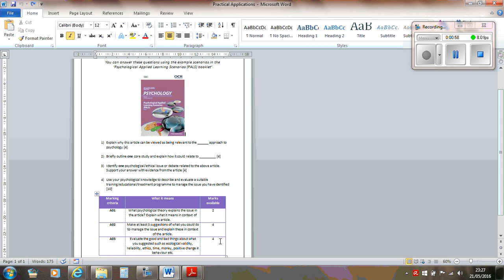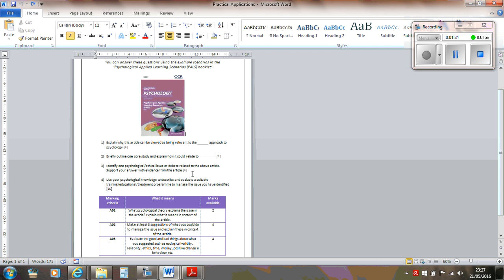Generally, in this section, you're going to get an article of some kind, and in that article, you've got to suggest why it is relevant to the approach that it's talking about. It will tell you what approach it wants. Then you'll briefly describe the core study and explain how it relates to the article. Then you'll mention a psychological issue or an ethic or a debate, whatever it's asking you, supporting it with evidence from the article.